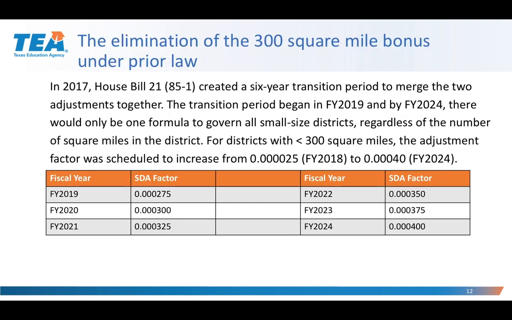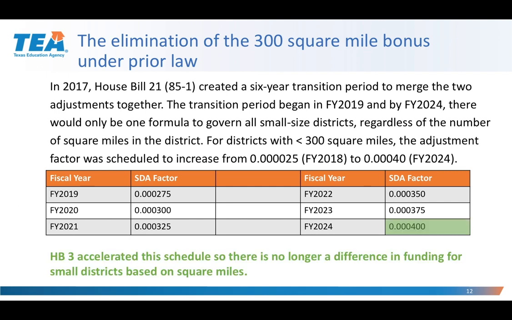As mentioned earlier, there were 2 versions of the SDA, depending on whether or not the district was above or below 300 square miles. In 2017, the legislature did away with this distinction and put in place a 6-year phase-out of one of the formulas. HB 3 accelerated this phase-out and, effective for fiscal year 2020, established the funding factor of 0.0004 for all districts regardless of the number of square miles.